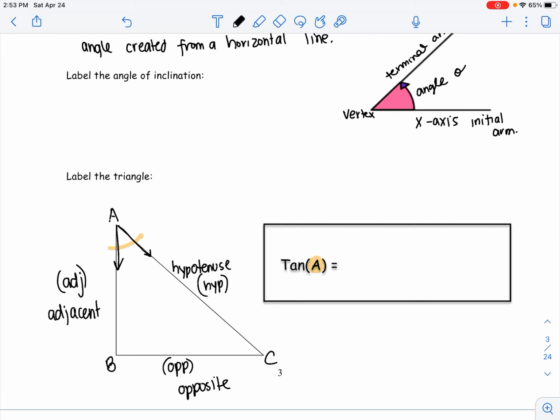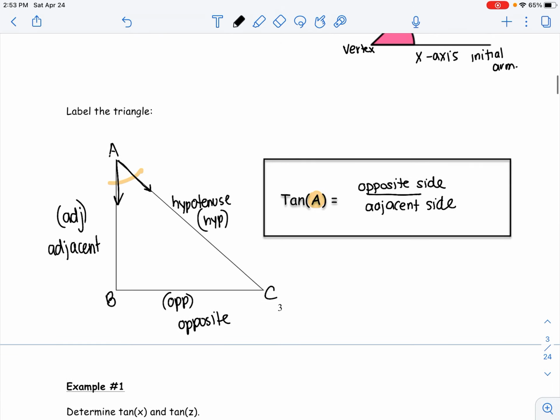So our first ratio that we're going to be exploring is the tangent ratio. So that's where we take our opposite side and divide it by our adjacent side. So this can help us form and create and find these missing pieces. So using this formula, I can either find angle A if it's missing, either the opposite side or the adjacent side, but only one of these can be missing in this equation. So that's our first ratio.